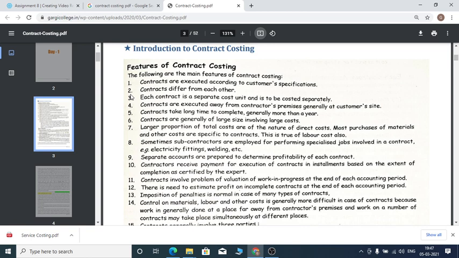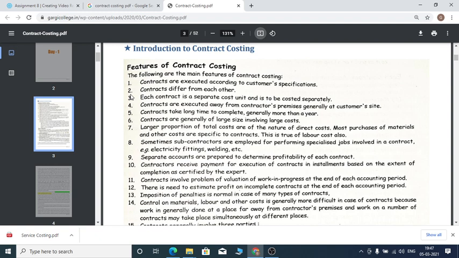Fourth, contracts are executed away from the contractor's premises, generally at a customer site. So usually we complete the contract at a particular site. Unlike manufacturing activities, which are usually undertaken in a plant, under contract costing construction activities are undertaken at a particular site. For example, if you are constructing a road, you have to construct it at a particular site. You cannot construct a road in a plant or inside one building. You have to go to the customer's site in order to construct the building, floor or any other construction activity.